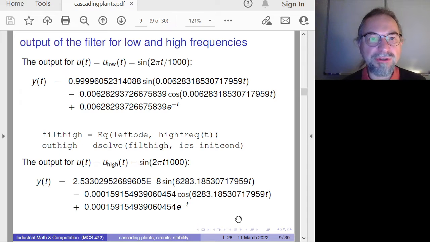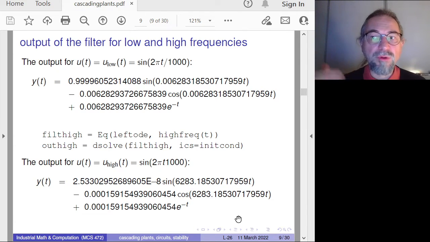So what is the output? For the low frequency signal, we obtain a sine function back. The first coefficient, 0.9999, is very close to 1. Also the t over 1000 times 2 pi. So you can see that we have the same frequency back. Then there are two extra terms with much lower coefficients. There is a cosine term, so an oscillating term, and then there is a decaying term.